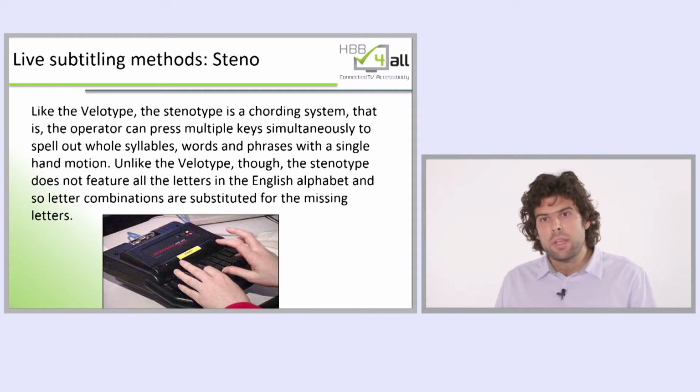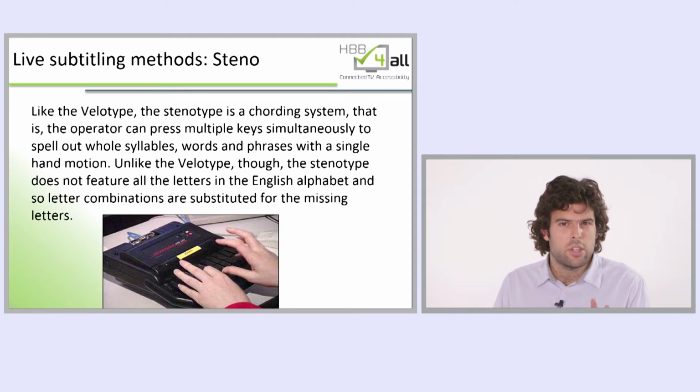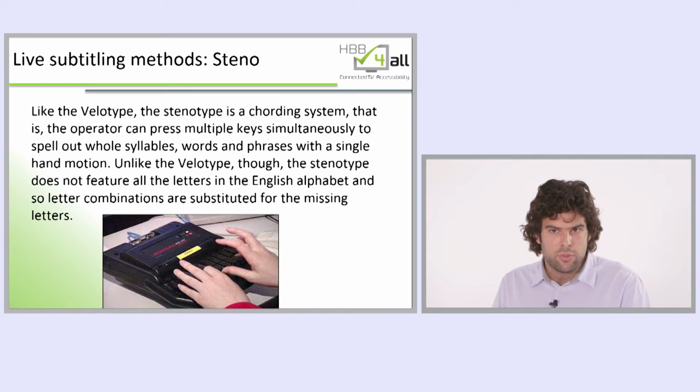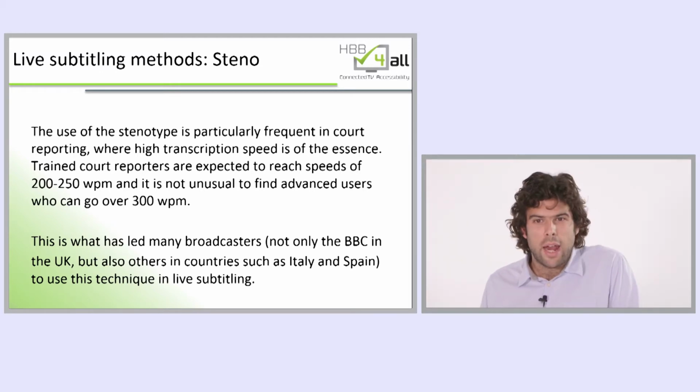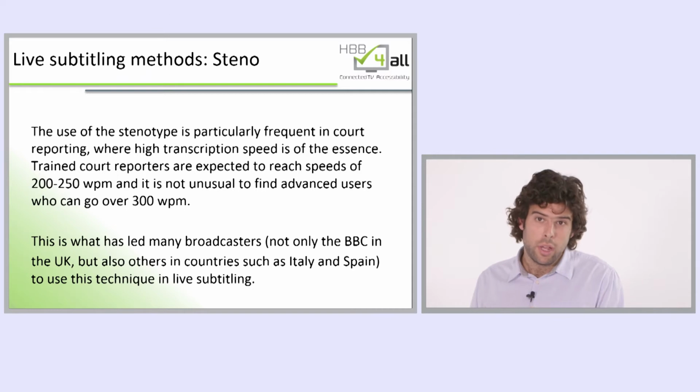Like velotype, stenotype is a coding system, but in this case the operator can press multiple keys simultaneously to spell out whole syllables, words and phrases with a single hand motion. Unlike the velotype though, the stenotype does not feature all the letters in the English alphabet, and so letter combinations are substituted for the missing letters. The use of the stenotype is particularly frequent in court reporting, where high transcription speed is of the essence. Trained court reporters are expected to reach speeds of 200 to 250 words per minute, and it is not unusual to find advanced users who can go over 300 words per minute.